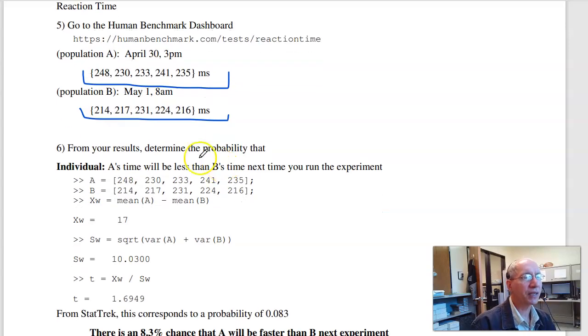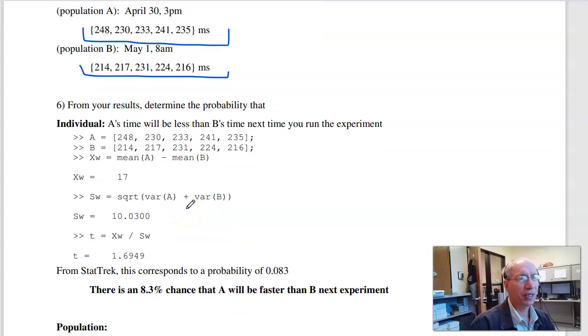Well, to do that, I've got 2 populations. Create a new variable W. That's the difference between the two. The mean of W is the mean of A minus mean of B. The variance of W is the sum of the variances of A and B. Take the square root, I get the standard deviation of W. The t-score is then the ratio.